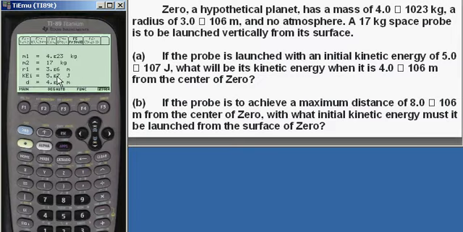I always give you the answers you've entered so you can see if they're correct. If they're not correct, you can change them. I say it's okay. And we do our calculations. Here's the formula: minus G times mass 1 times mass 2 times the quantity 1 divided by the major planet's radius minus 1 over the distance, and then you add the kinetic energy.